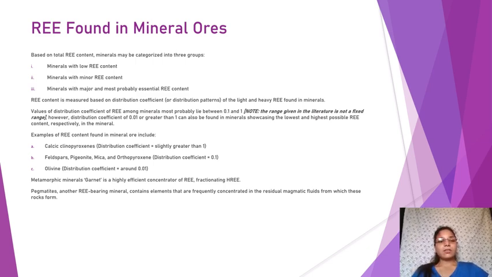So there are several examples that are illustrated in literature regarding the rare earth element content in a specific mineral ore based on their distribution coefficient value and in turn their distribution patterns. Some of the examples are calcic clinopyroxenes, feldspars, mica, olivine, pegmatites, and so on.